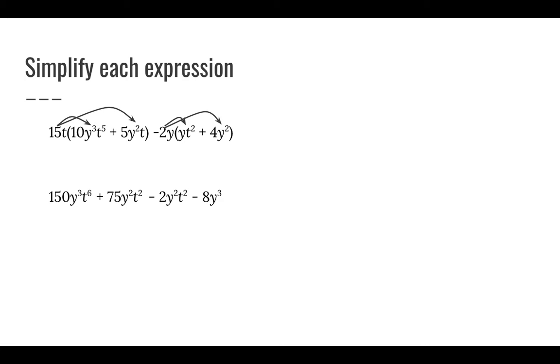And then just like the last example, I need to combine any like terms if possible. Now like terms are letters. They have to have the same letters, and those letters have to have the same exponent. So if I look in the middle, I have y squareds and t squareds. They both have the same letters, and they both have the same exponents. So then I'm going to take 75, take away 2, and that'll give us a final answer of 150y cubed t to the 6th power plus 73y squared t squared minus 8y cubed.